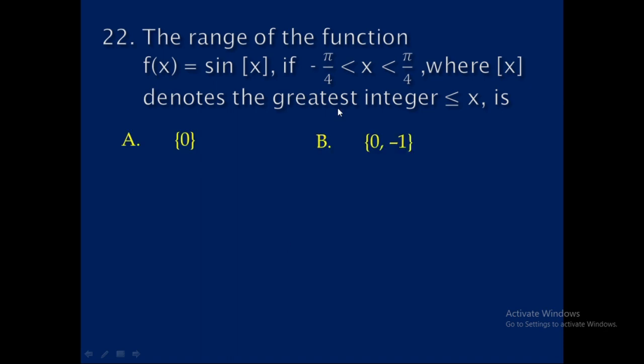Option B, set containing the elements 0 and minus 1. Option C, set containing the elements 0 and minus sine 1. And option D, open interval 0 comma minus sine 1.